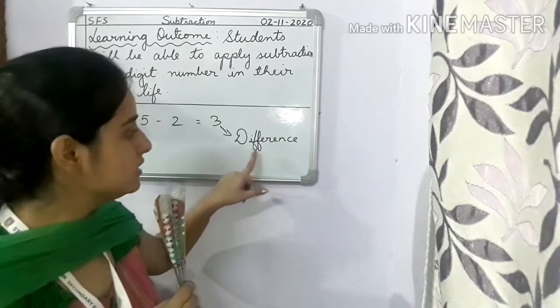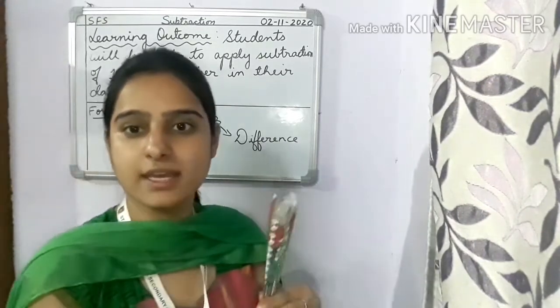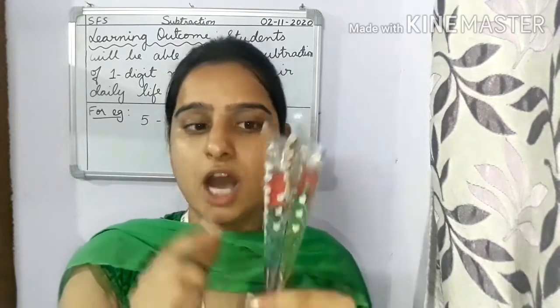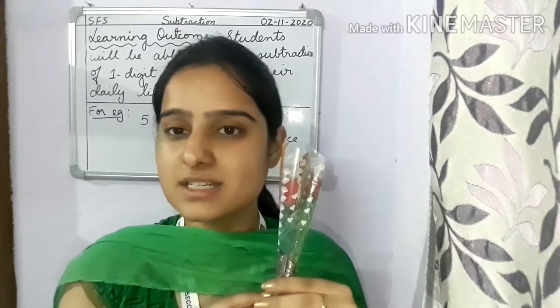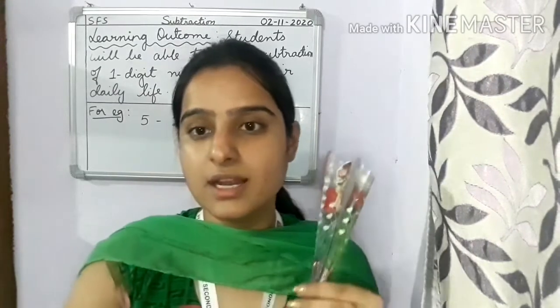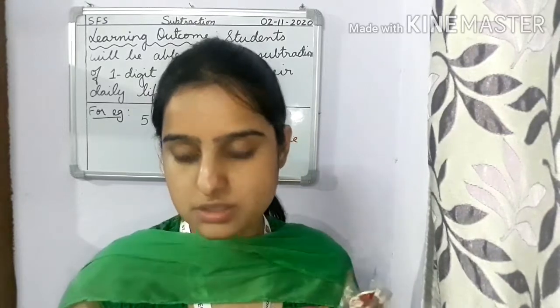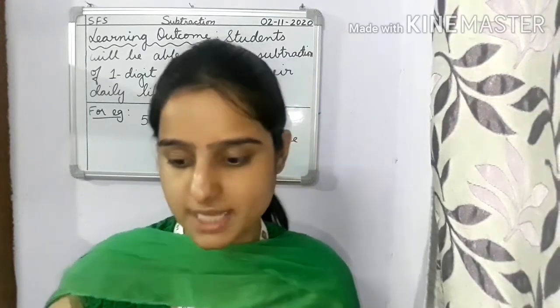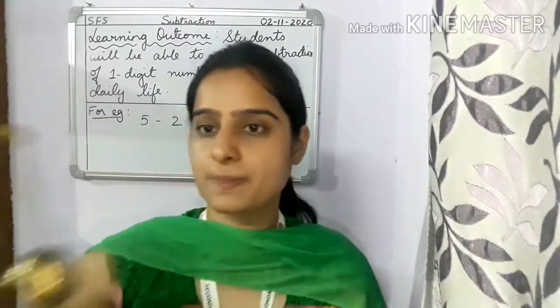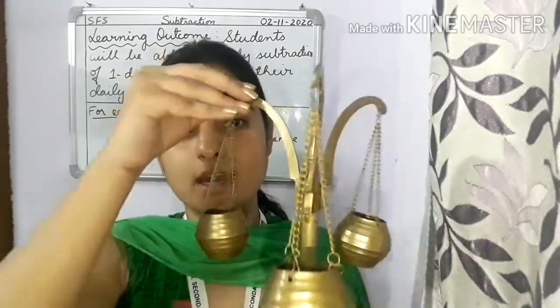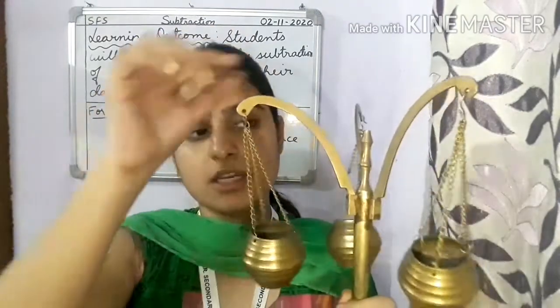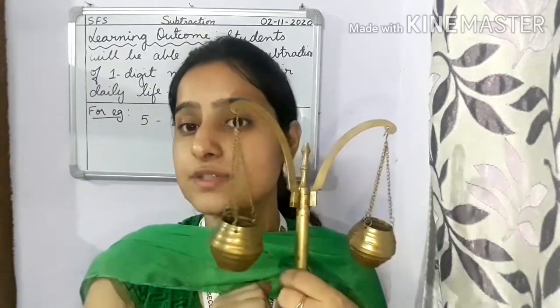How do we pronounce it? Difference. Now children, how many flowers remain with me? 2 flowers. Isn't it interesting? So removing, leftover, these words are used in subtraction. Clear? Let's take a few more examples. I have this. You must have seen this, right? So, children, how many are these? There are 3, right? Now, if I remove 1 from 3, how many are left here?